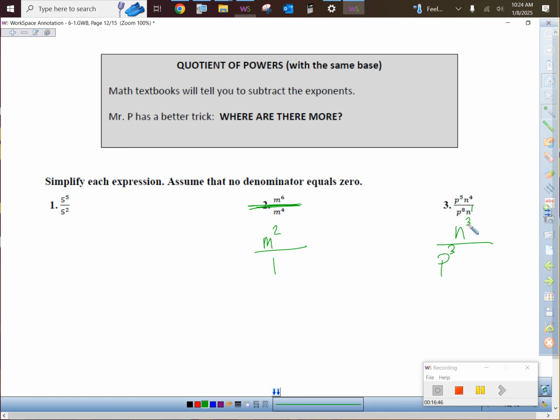I was like, I don't like this one. What's different about number 1 than 2 and 3? The base is actually a number, right? You know, but is it the same? It's 5 both times. So you can still play where are there more.